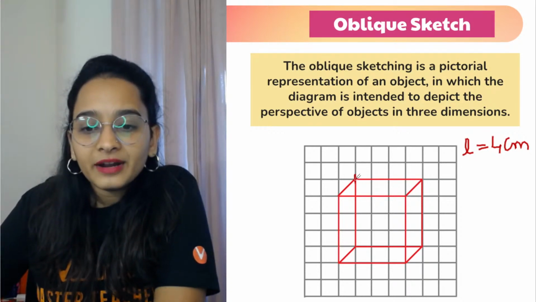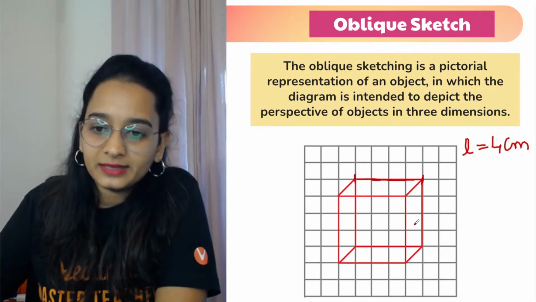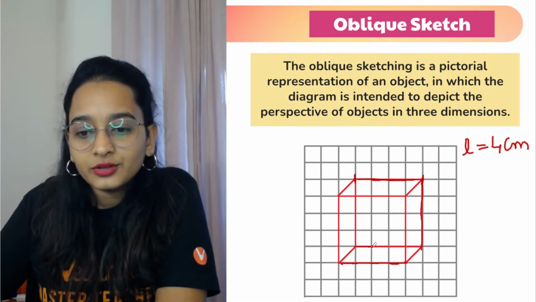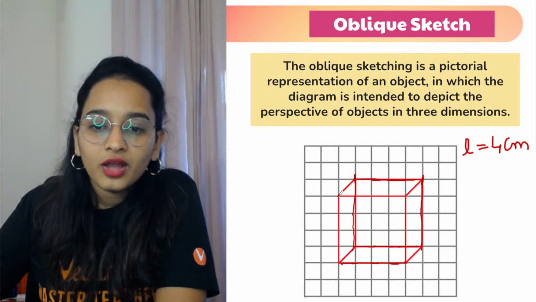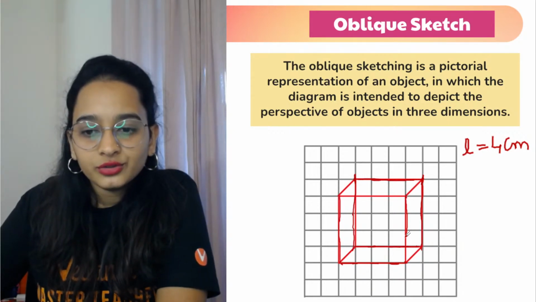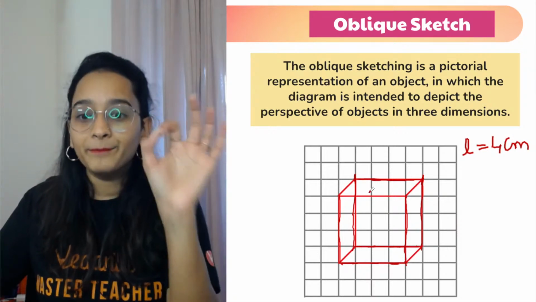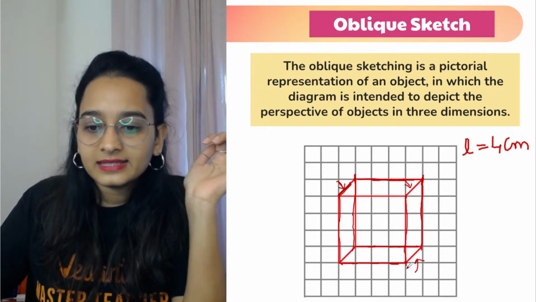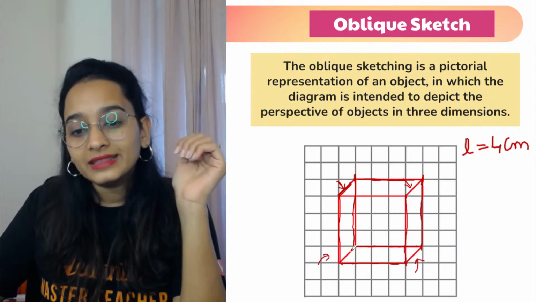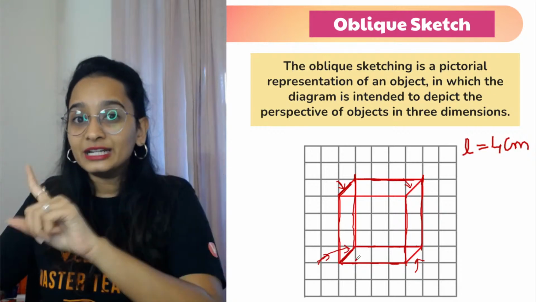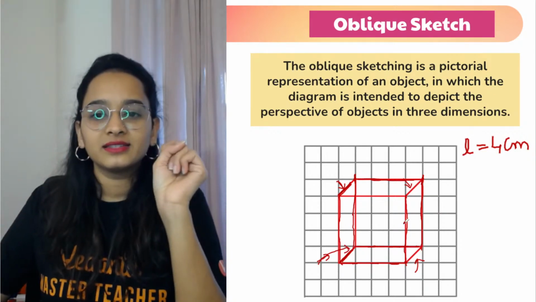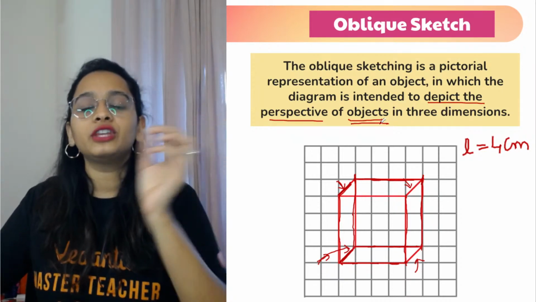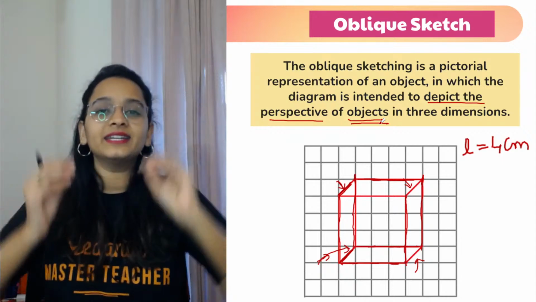Now, you can see from here to here it is 4 centimeters. 1, 2, 3, 4. You have 4 centimeters. But when you look at this side here, you can see it is not equal to 4 centimeters. So the diagram is intended to depict the perspective of the object and not the exact dimension.